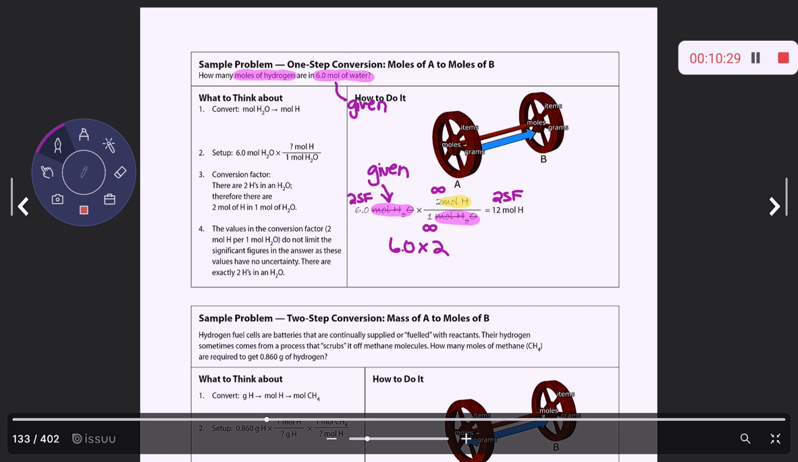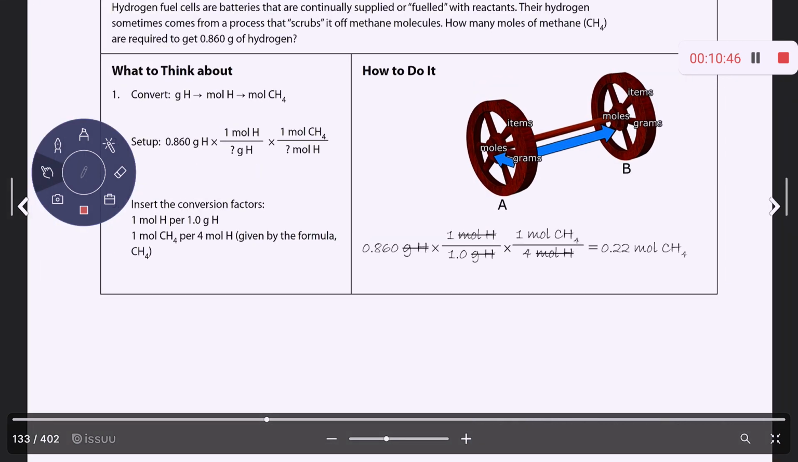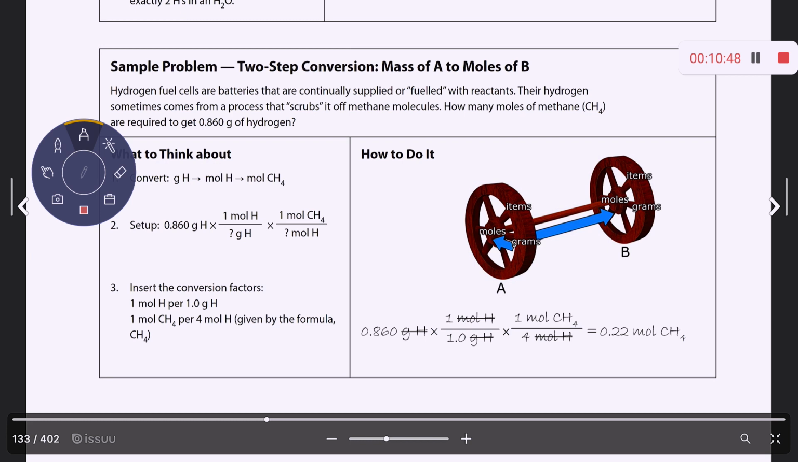Okay, now let's do another example. Let's take a look at the sample problem at the bottom of the page. Down here, they're asking us to solve for moles of methane, but they gave us grams of hydrogen. So here, you're given grams of hydrogen. This is given. And then we're solving for moles of methane. The grams of hydrogen is here. That's what we start with. Grams of hydrogen goes on the diagonal.